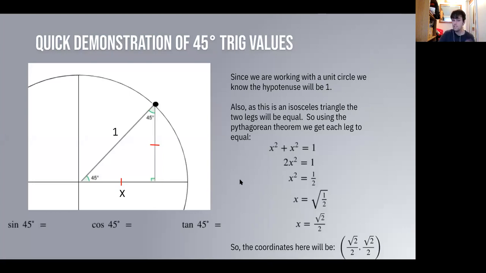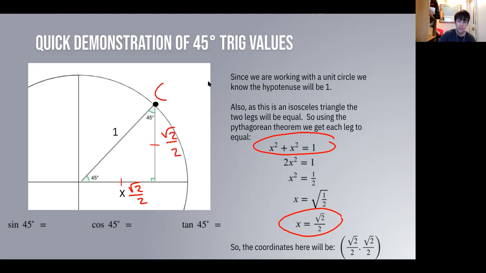Very similarly, this is based on a 45-45-90 triangle. On the unit circle, we have a radius of 1. So we can set up this Pythagorean theorem problem to figure out that, if the radius is 1, these sides are √2/2, which means that our x and y coordinates here are √2/2.